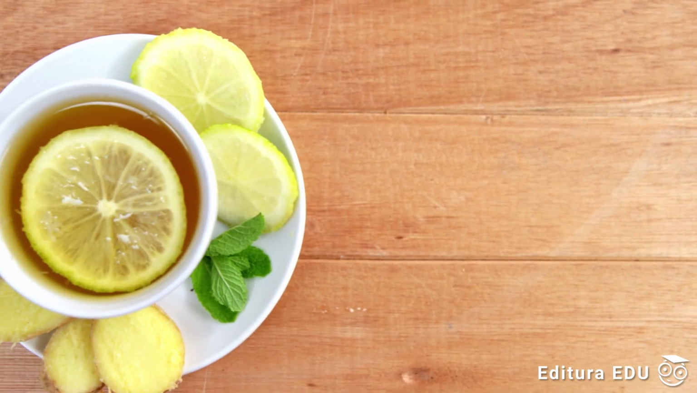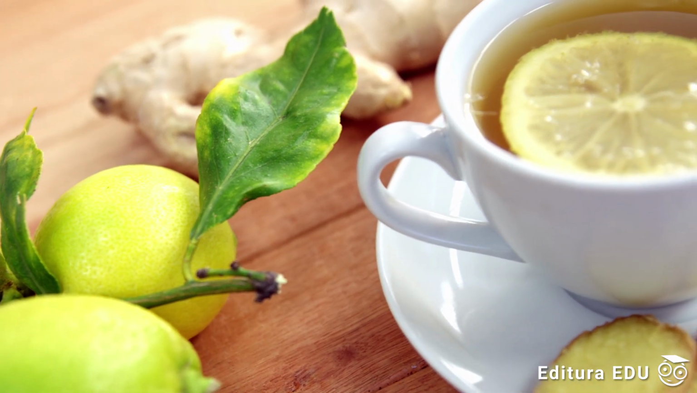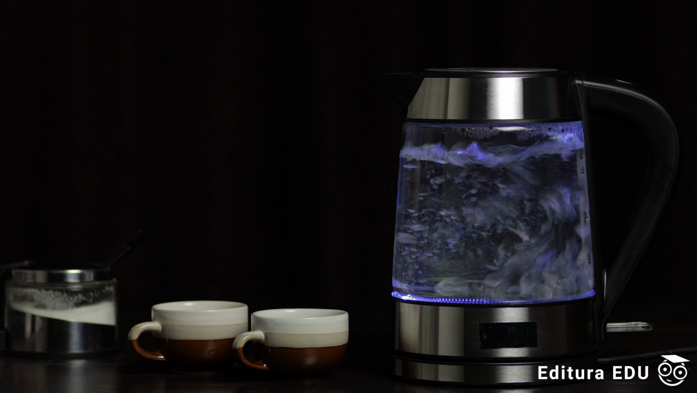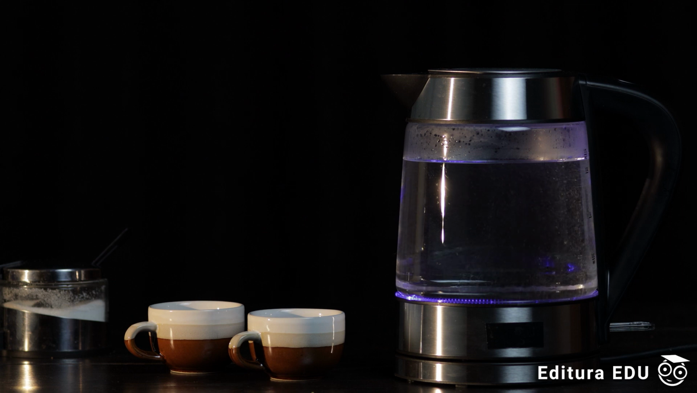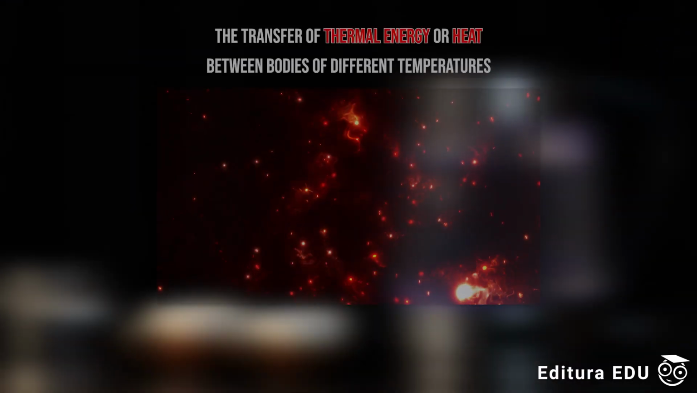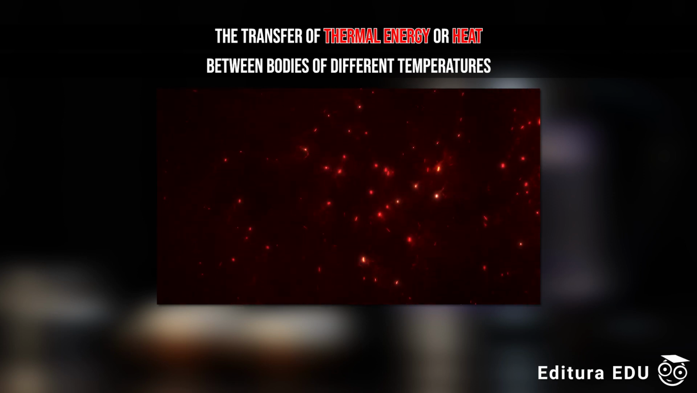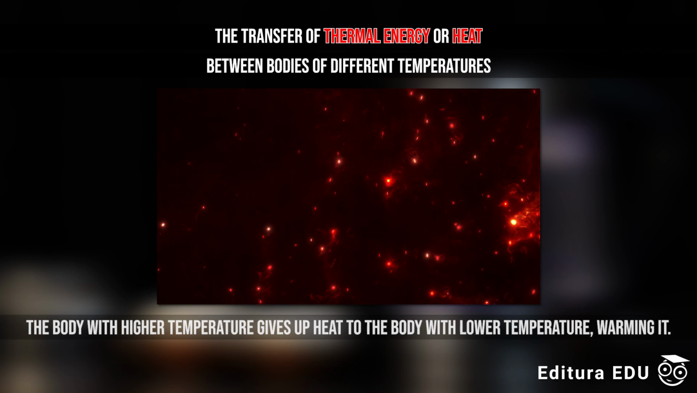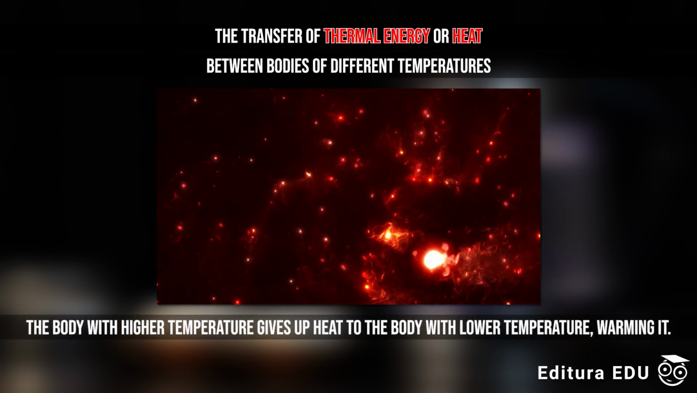When you had a cold, you were surely advised to drink lemon tea. If the tea seemed too hot, you waited for it to cool down a bit. So hot things don't always stay that way. Once the water is turned off the boil, it begins to cool. The process continues until the temperature of the water in the kettle is equal to that of the room. This is due to the transfer of thermal energy or heat between bodies of different temperatures. The body with higher temperature gives up heat to the body with lower temperature, warming it.